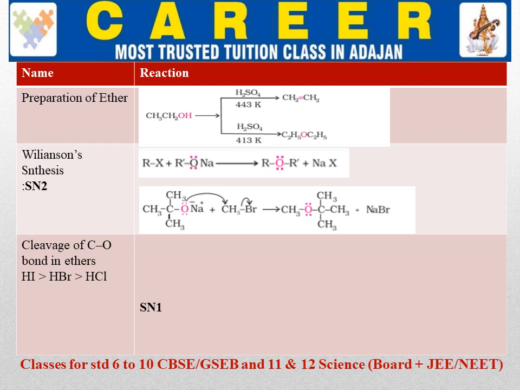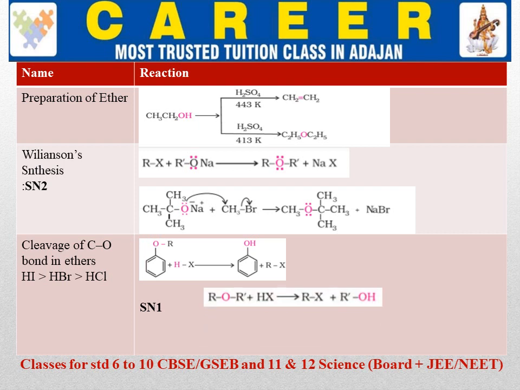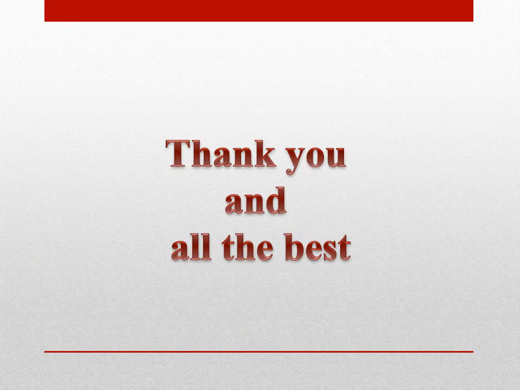Cleavage of the C-O bond: HI undergoes the cleavage reaction faster than HBr, then HCl. It follows the SN1 mechanism when the alkyl group is secondary or tertiary. In a phenyl alkyl ether, the alkyl-oxygen bond is always broken, because the aryl-oxygen bond cannot be broken easily. ROR' reacts with HX to give RX plus alcohol. For example, methyl tertiary butyl ether on reaction with HI gives methanol and tertiary butyl iodide. Please prepare all these topics very carefully.